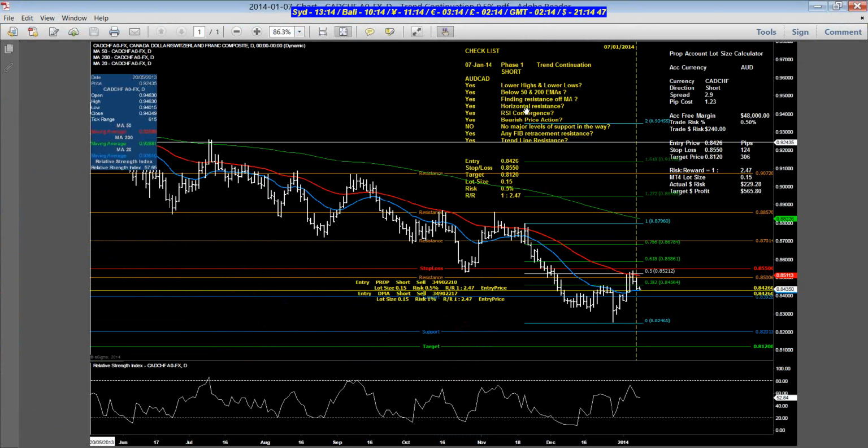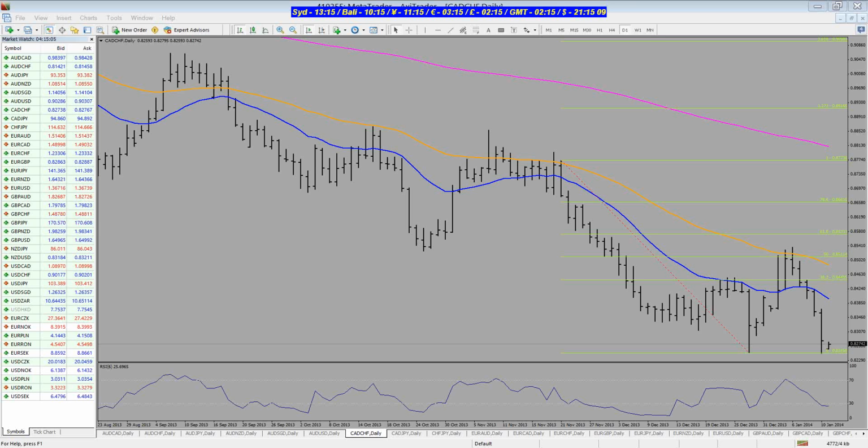Lower highs, below, yes, horizontal, yeah, major levels. Fib retracement resistance, yes, trend line resistance. We don't have it there, but you said yes. I know there is, but yeah. It's good stuff. I like your analysis.